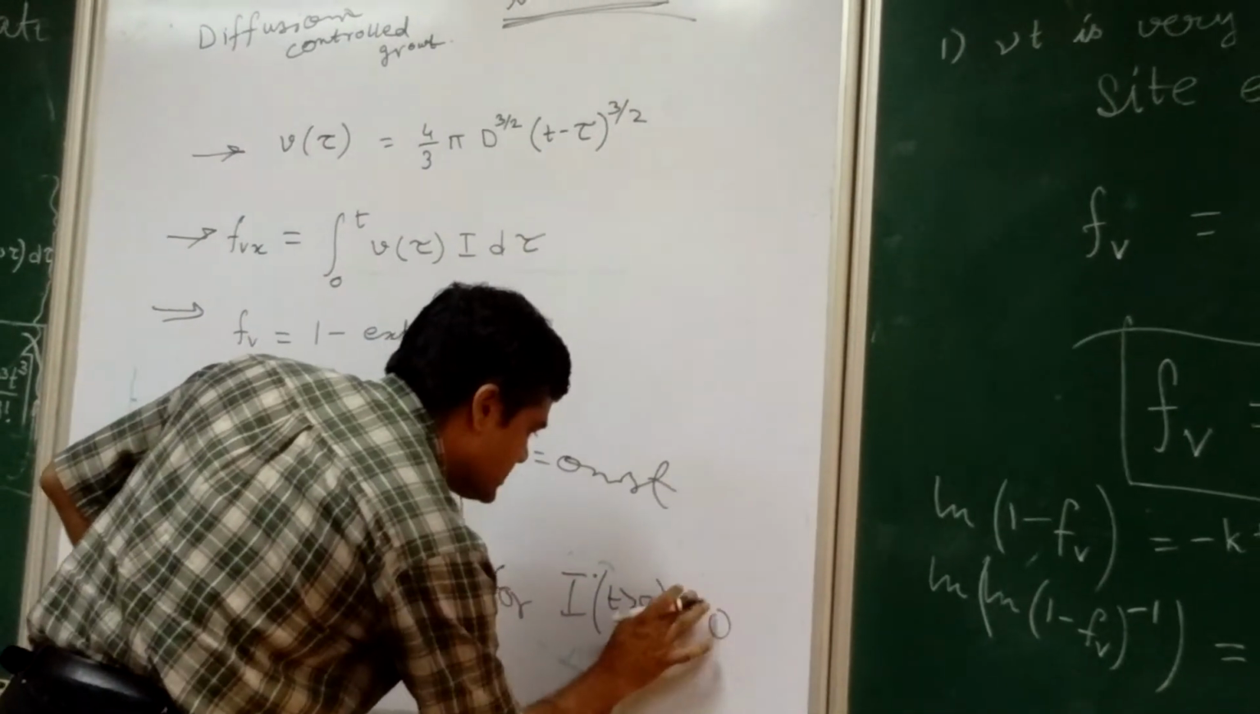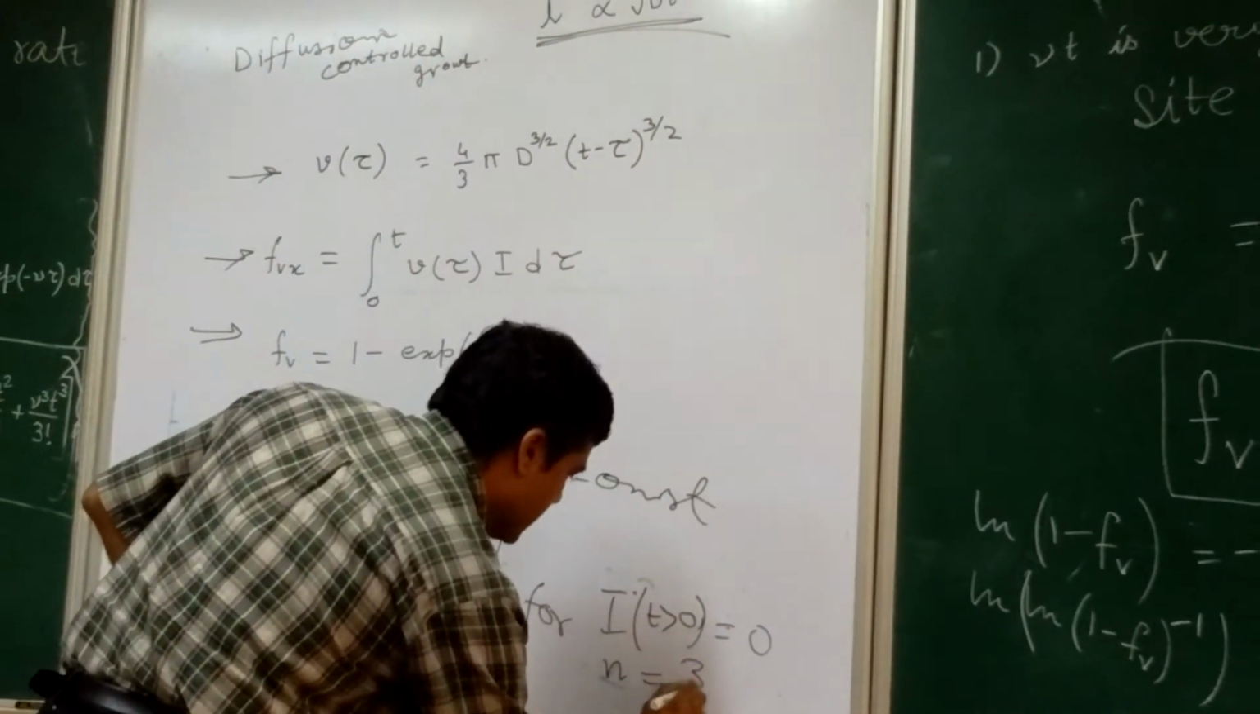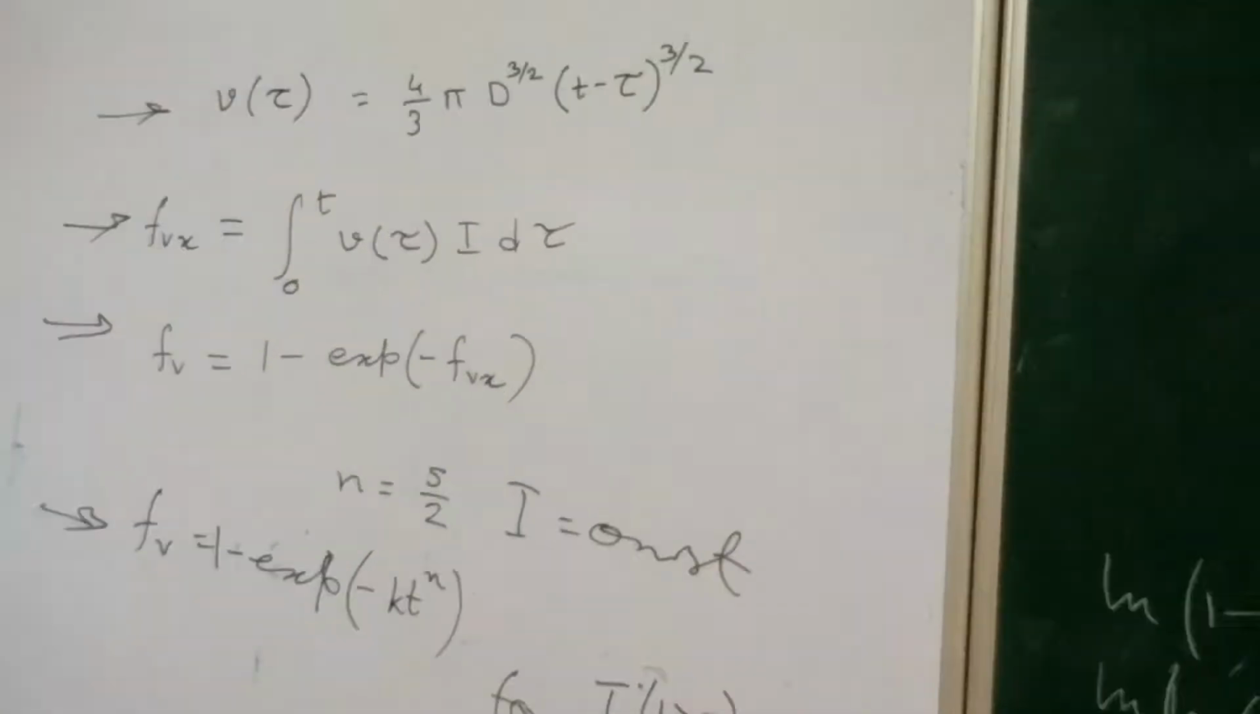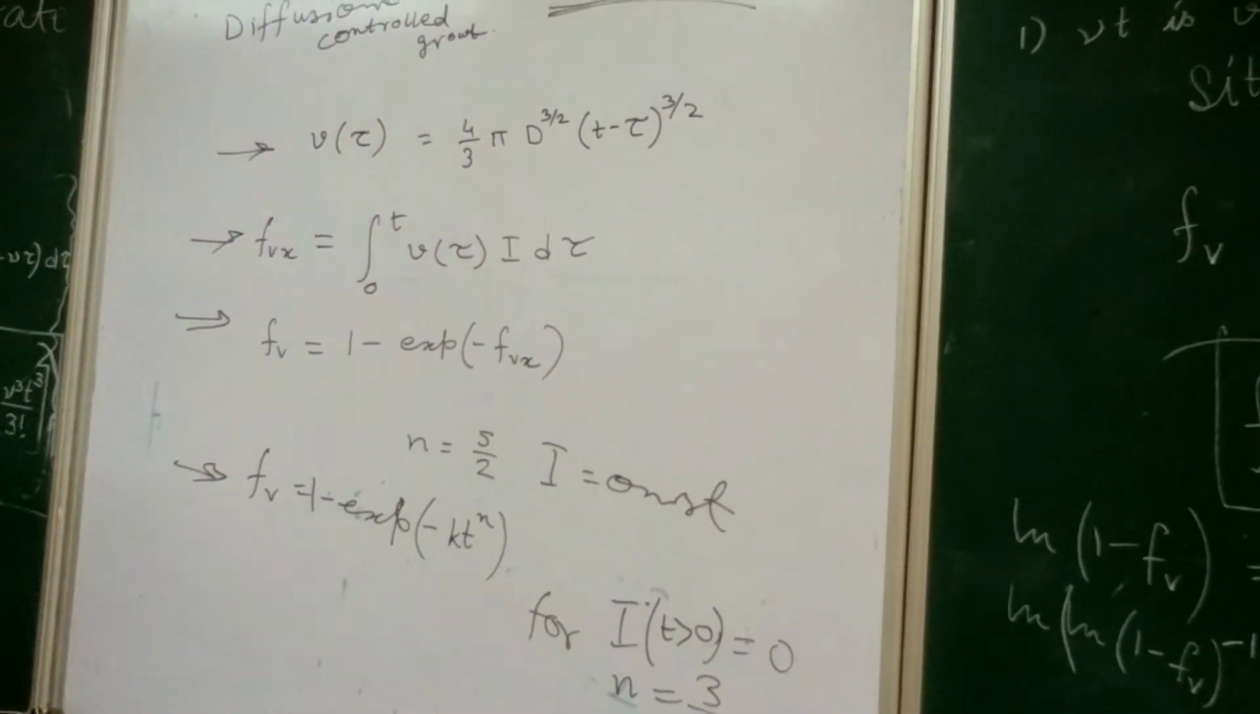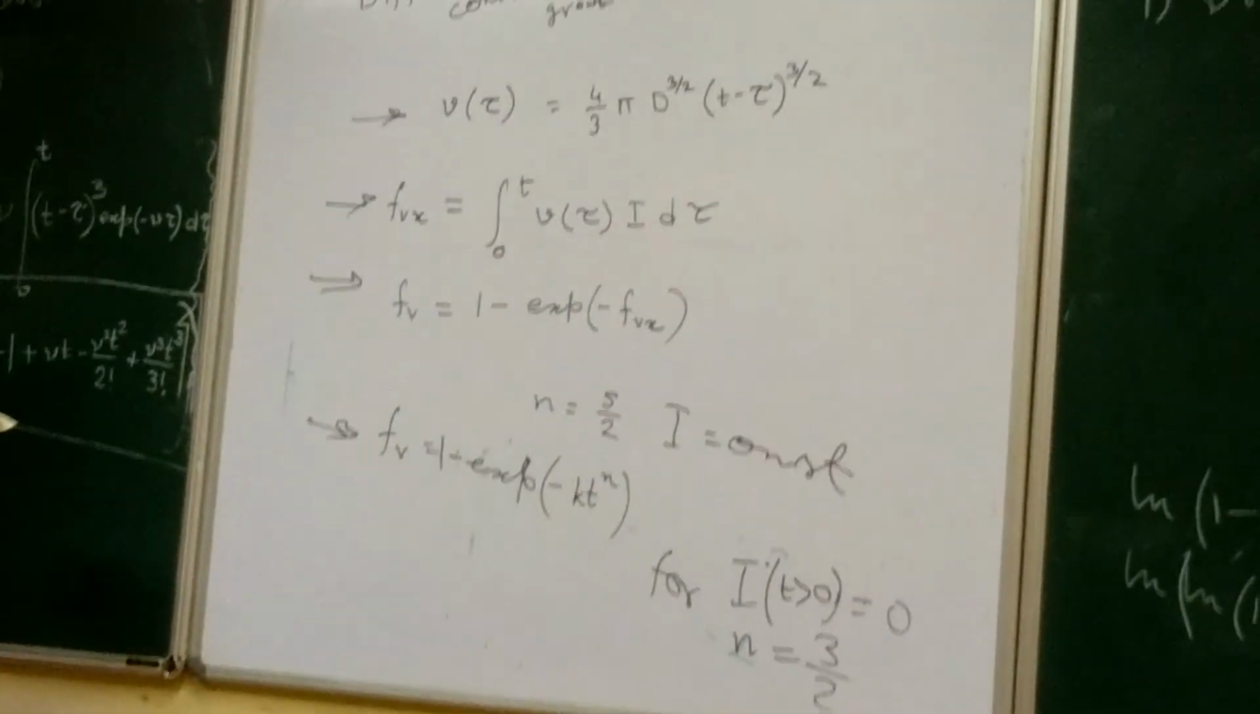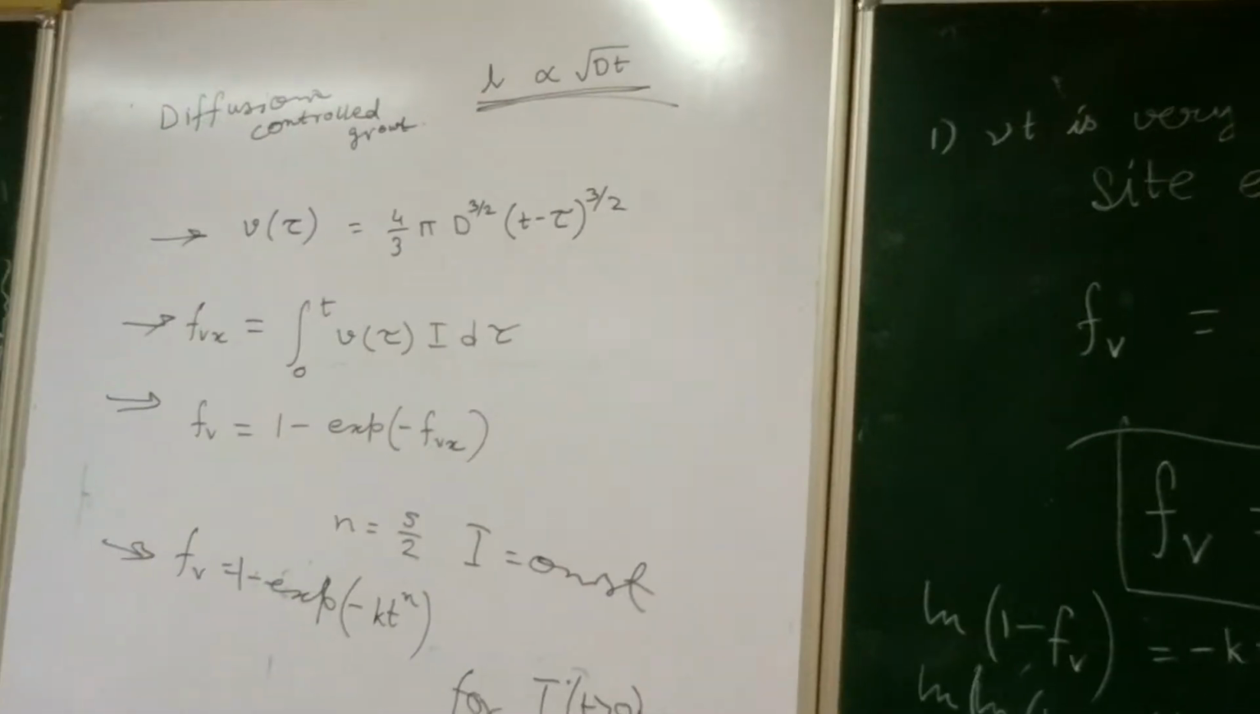In that case, your n will be 3 by 2. Fine? Is this okay? No? Then I am erasing this part.